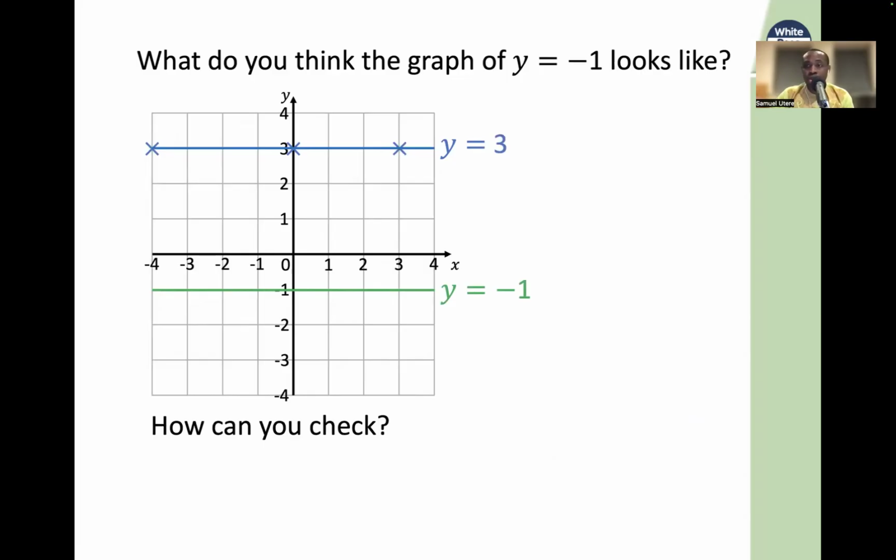Well, to check it, you can pick any points on that line. You would see that y will always be -1. So if we pick that point, we'll see that y is -1 when we read the coordinates of that point. If we pick that point, we'll see that although x is 2, y is -1.